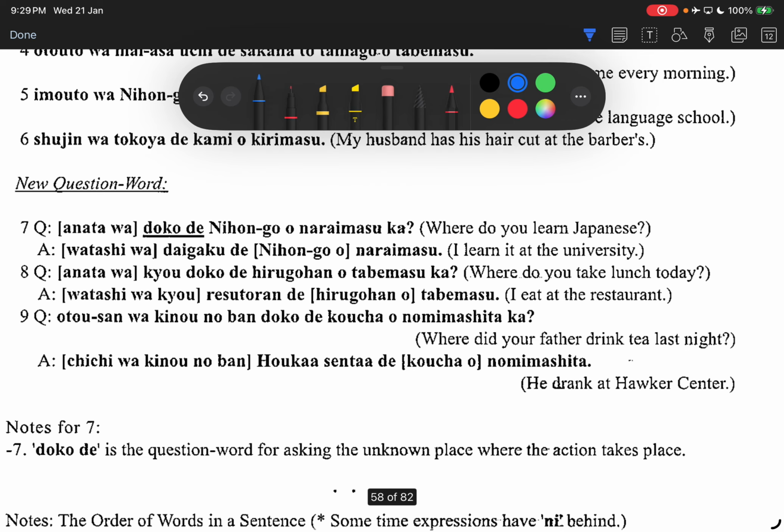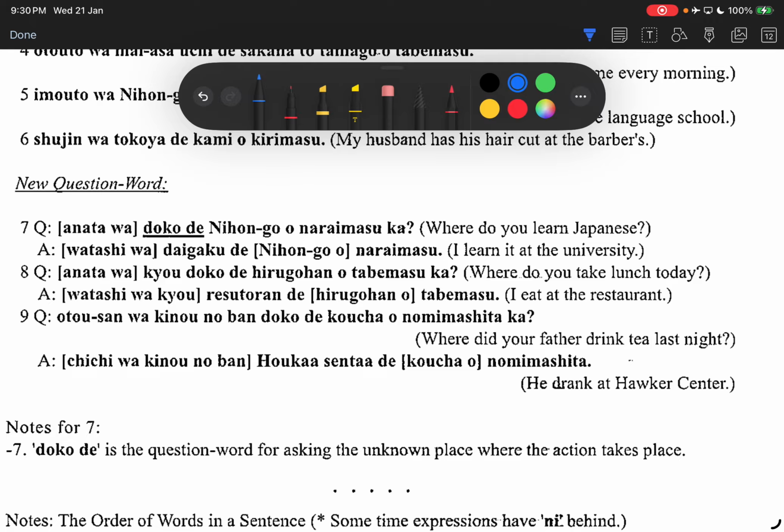Okay, number 9. お父さんは昨日の晩どこで紅茶を飲みましたか。Right, so everything is about お父さん. お父さんは昨日の晩, so about last night, yesterday night. どこで, so at where? 紅茶を飲みましたか, so drank tea. Then A says 放課センターで飲みました, so at hawker center, drank.